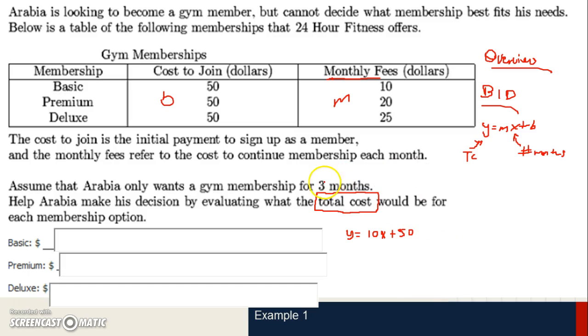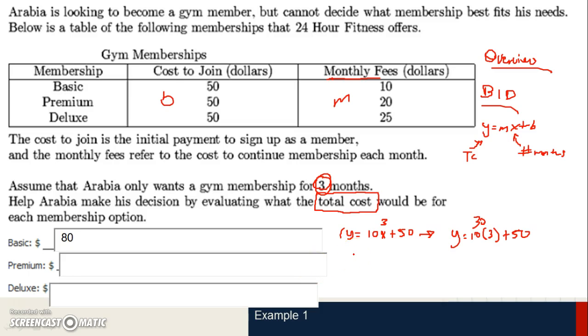Then I can go ahead and put in what I know. I know how many months now. It's not an unknown. I know it. It's 3. What I don't know is the total cost. So I can go ahead and evaluate this. Evaluating means plugging in for variables you know. So y, my total cost, is equal to 10 times 3 months plus 50. So monthly cost times the number of months plus the startup cost. 10 times 3 is 30. 30 plus 50 is 80. So I can go ahead and type 80 in for my answer. And I am ready to move on to the next section.